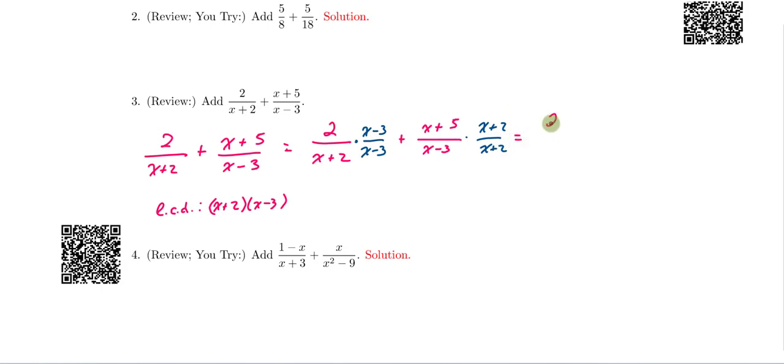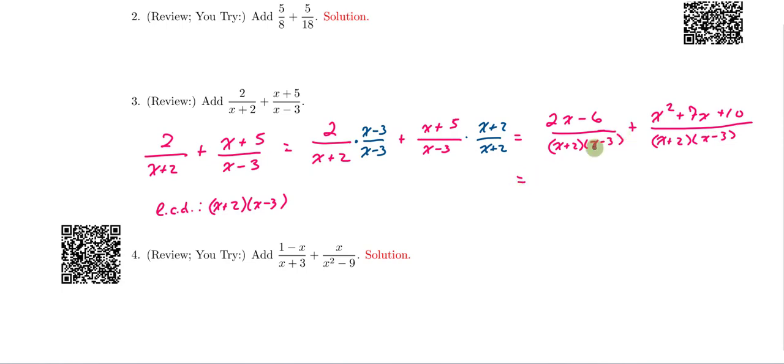Cleaning everything up, we end up with 2x minus 6 over x plus 2 times x minus 3. And although I could FOIL this out, generally we leave it in factored form unless we're instructed otherwise, or unless we've got a good reason to expand it. We'll leave it in factored form. And then for the second term, careful, we've got a quadratic here, so this would be x squared plus 2x plus 5x, for a total of 7x, and then plus 10 for that constant term, all over my LCD.